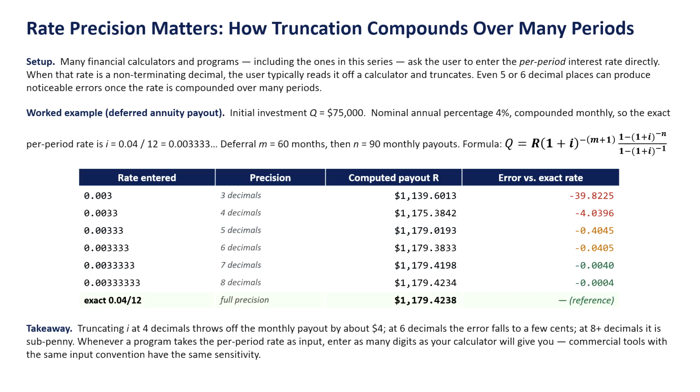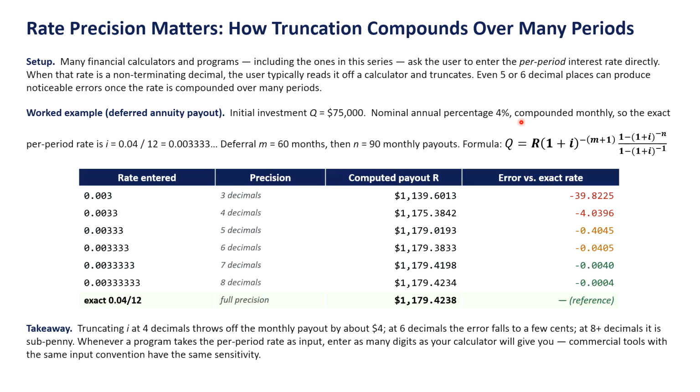On this slide, I wanted to talk about the truncation error that I mentioned. So rate precision does matter. If we look at the specific example we had, the deferred annuity payout, with 75,000 being the purchase price, 4% annual, compounded monthly. So here's the problem.